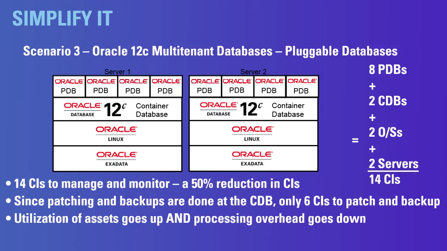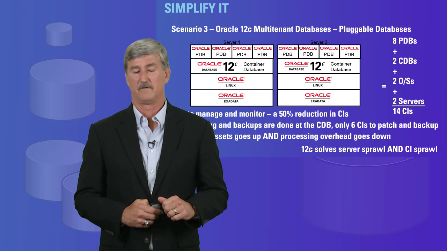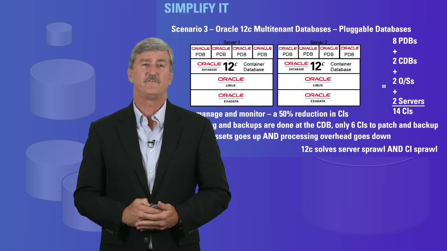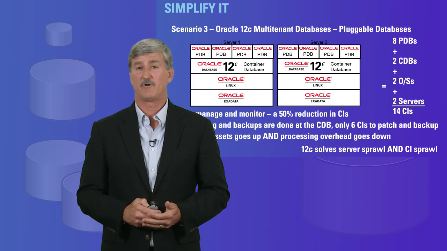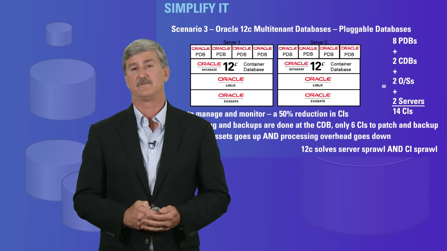Since patching and backups are done at the container database, not at the pluggable database, you only have 6 CIs to patch and backup. Utilization of assets goes up, and as we'll see here in a little bit, processing overhead goes down. So with 12c, we solve the server sprawl problem and the CI sprawl problem.